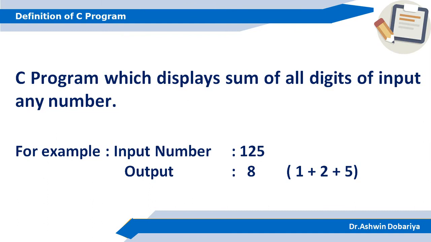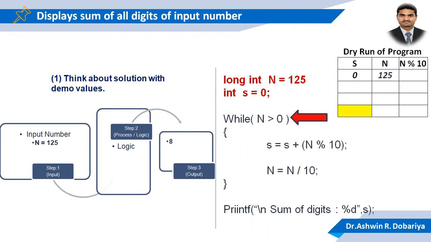Let's think about the logic of this program. First we will input one number. For example, n is a variable and we will input 125. If we input 125, then based on our logic the output should be the sum of all digits, that means 8. Now how can we think about this logic? The logic is that first we have to separate these digits.